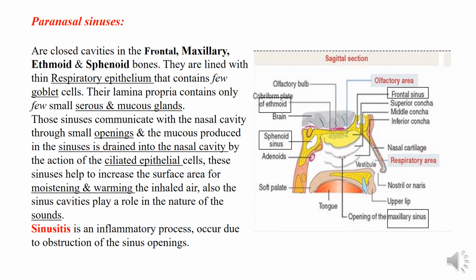In the case of sinusitis, it's an inflammatory process that occurs due to obstruction of the sinus opening.